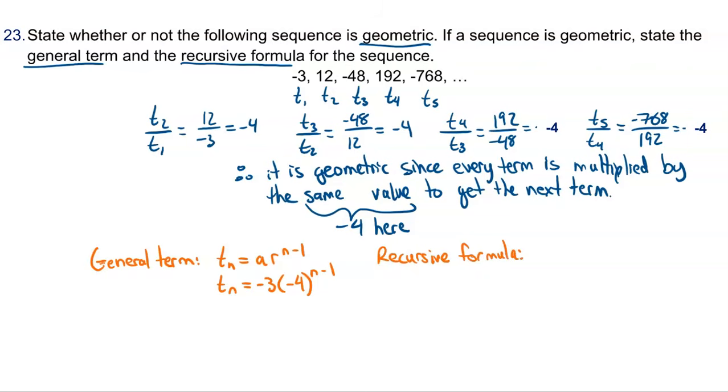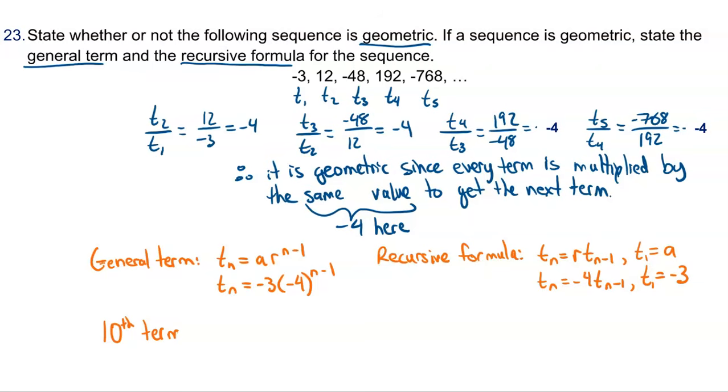The recursive formula is written like so. We write it out as Tn is equal to r times the previous term, Tn minus 1. And so we can go ahead and say, well, this is negative 4 times the previous term. But we do need a condition here, and the condition is that we have to have a starting term. So we have to have a condition that T1 is equal to the initial term, and so that means that T1 here is equal to negative 3.